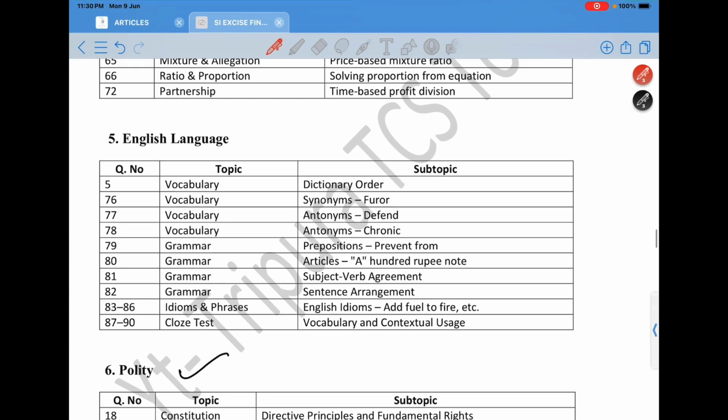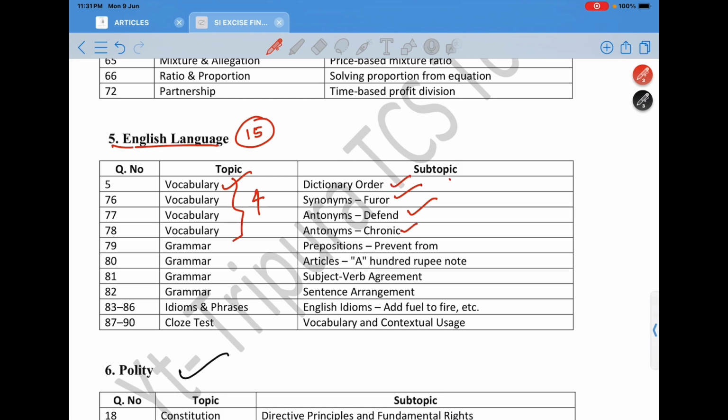Okay, see here, this is English language, right? In the English language, out of this 15 marks, questions have been asked from vocab. For example, there are 4 questions from vocab. They are asking questions related to synonyms, antonyms, and also dictionary order.